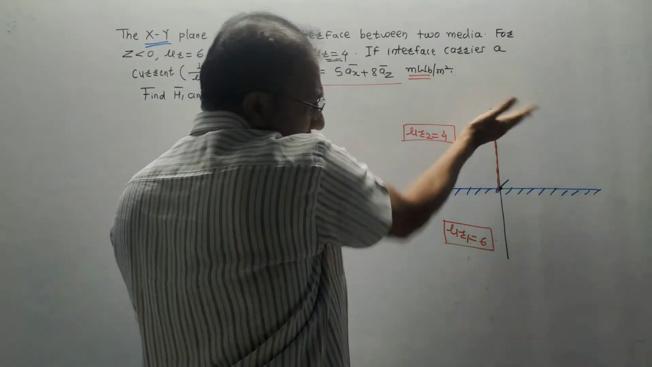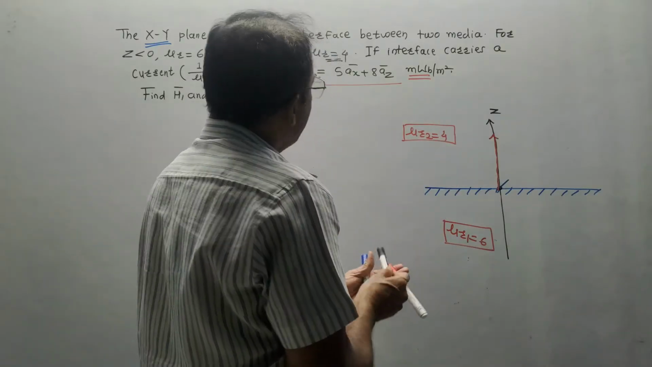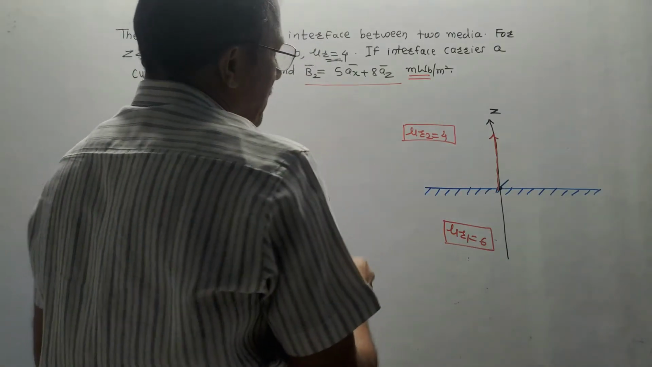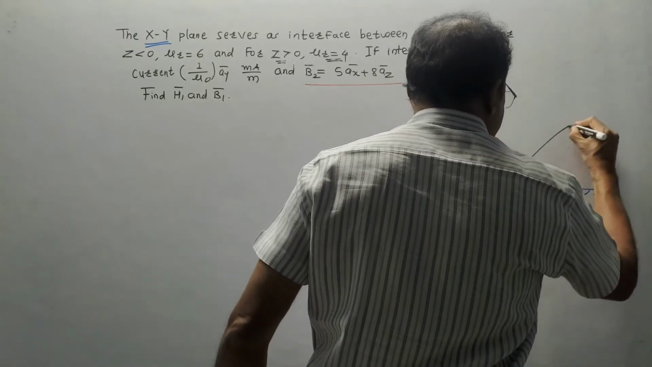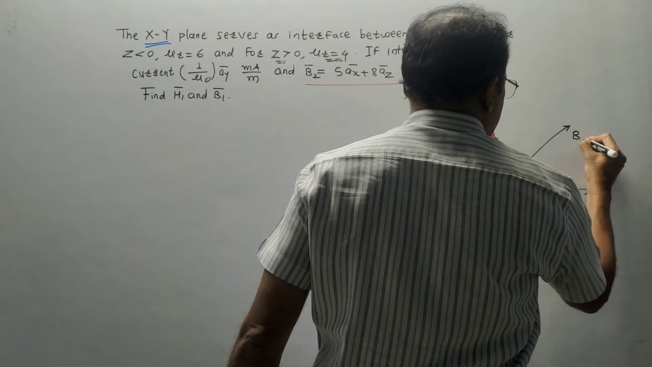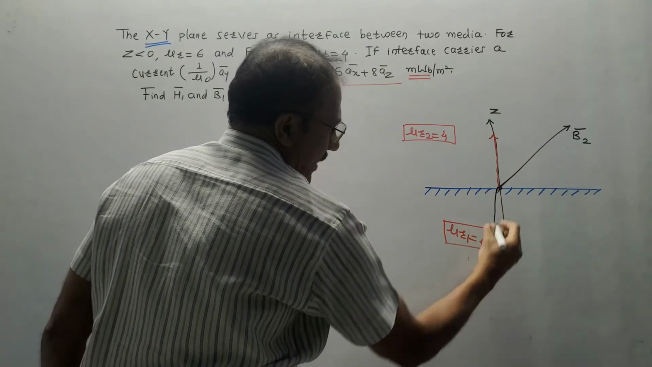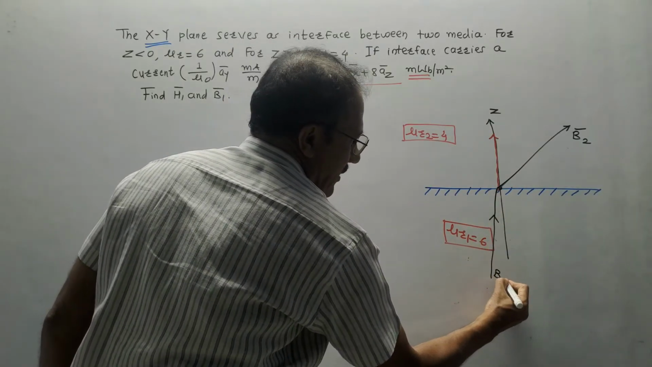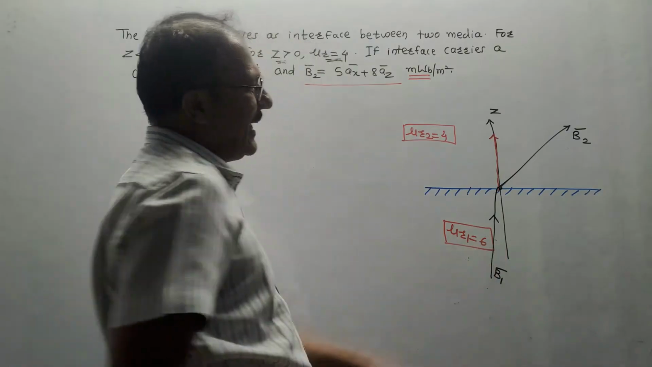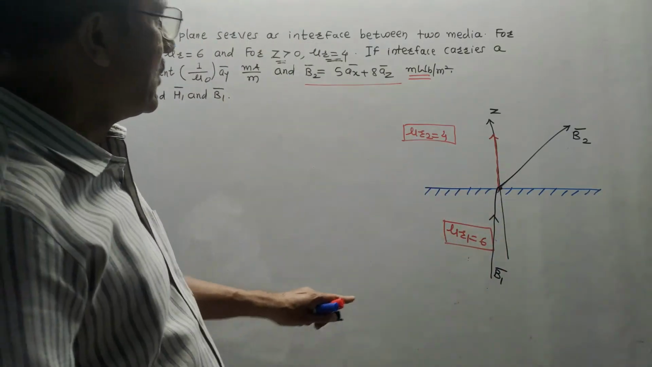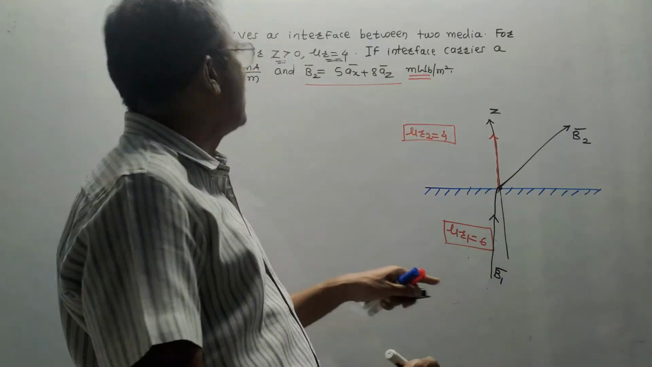Since now this is medium 2, I will mark the given vector, the given value is B2 bar, so I will mark B2 bar like this. This is the direction or vector of B2 bar. Naturally, if you want to mark the direction of B1 bar, it will be like this. It is in medium 1. So this is the way I have drawn the diagram.